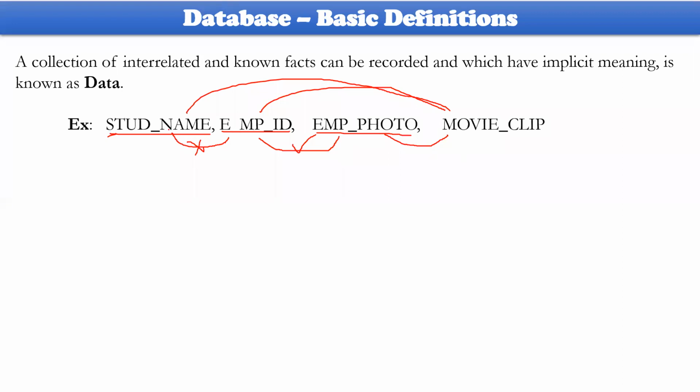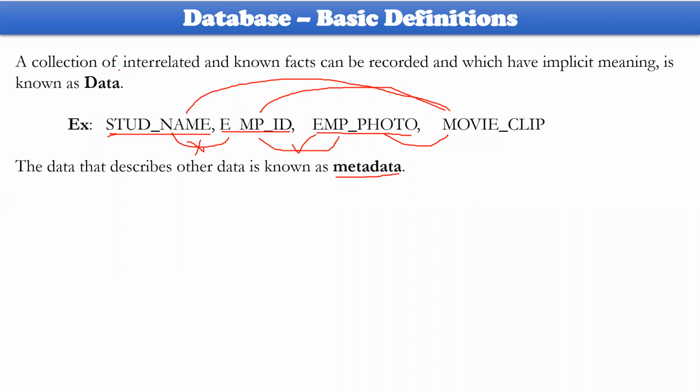Interrelation means everything must have some kind of relation. Let me go ahead with further definitions, then you could understand what interrelation is here. Another definition which is very important for us is metadata. Metadata means data that describes other data.